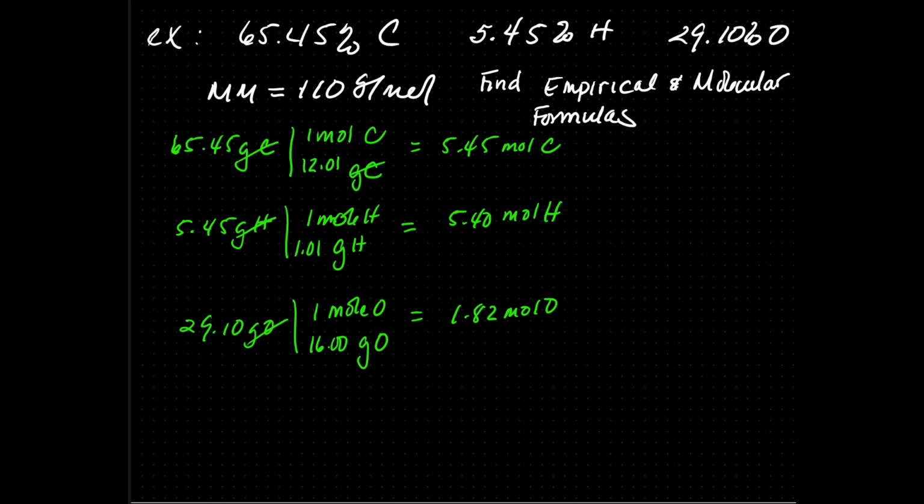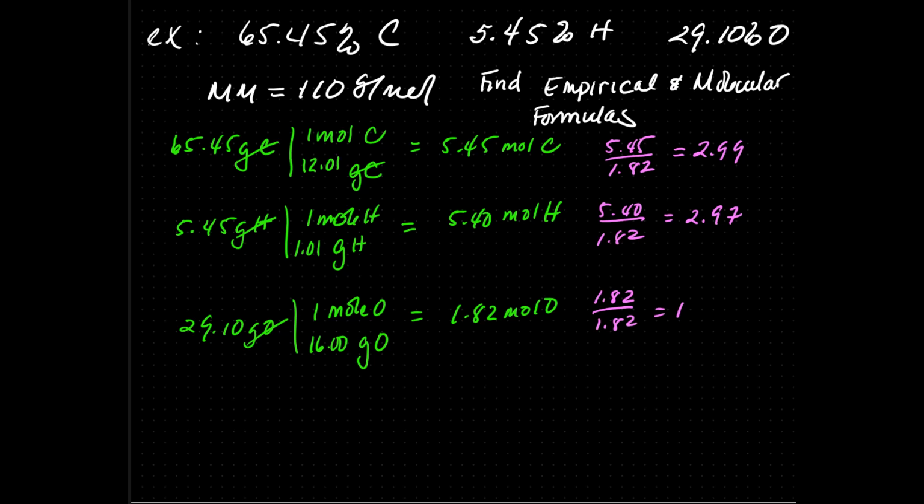Next, we need to divide by the smallest number. The smallest number is oxygen. So 5.45 divided by 1.82 is equal to approximately 2.99, no rounding. 5.40 of hydrogen divided by 1.82, this is equal to approximately 2.97. Oxygen is 1.82 divided by itself, so this is equal to 1.